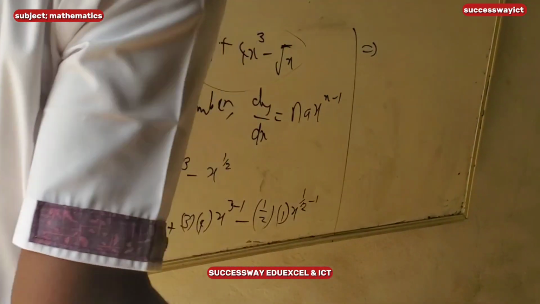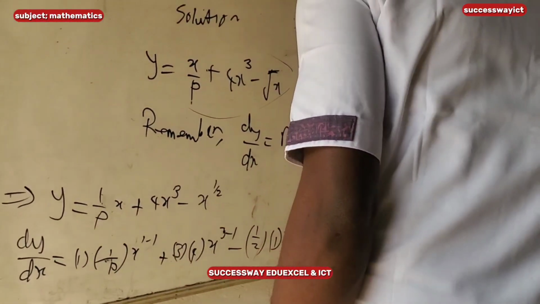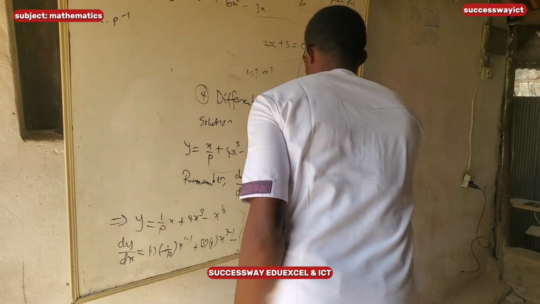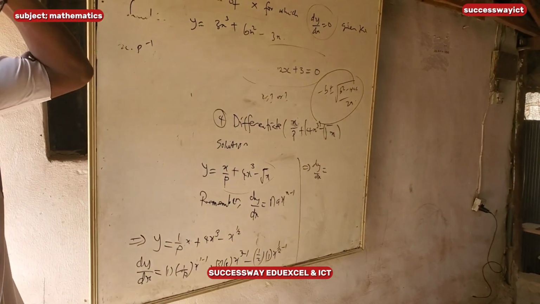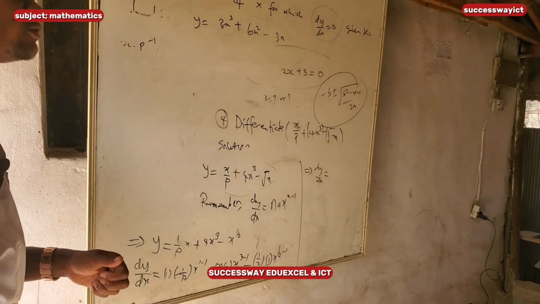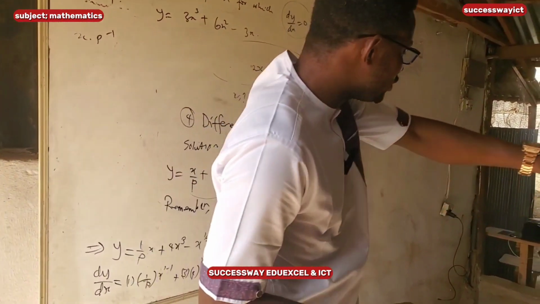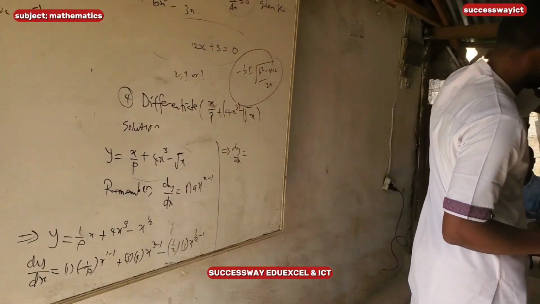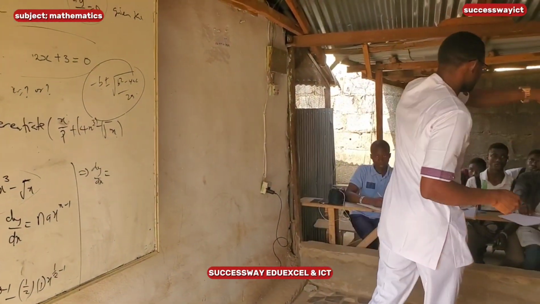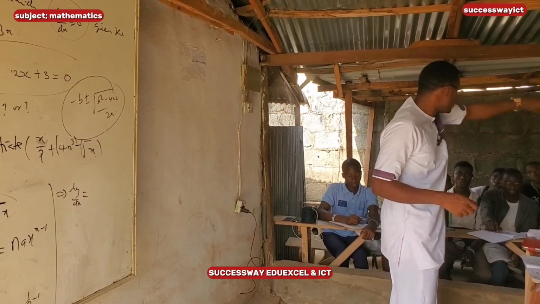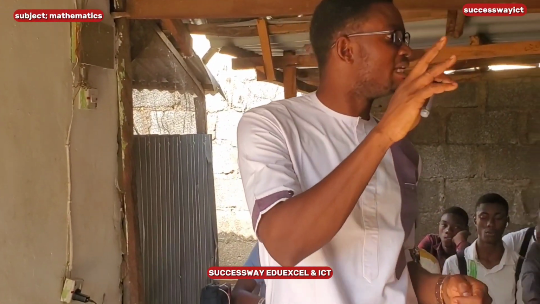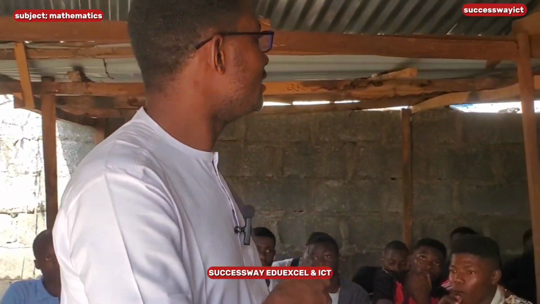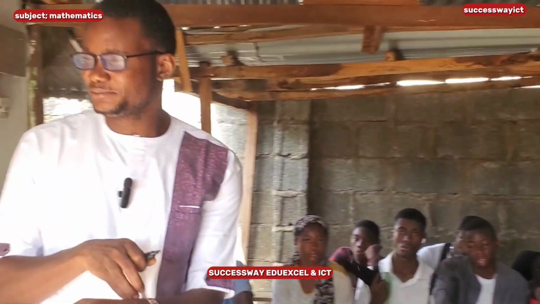This implies that your dy over dx is equal to 1 times 1 over p is what? What are your problems here? What is your problem? Somebody say, sir. Are you following to this point?